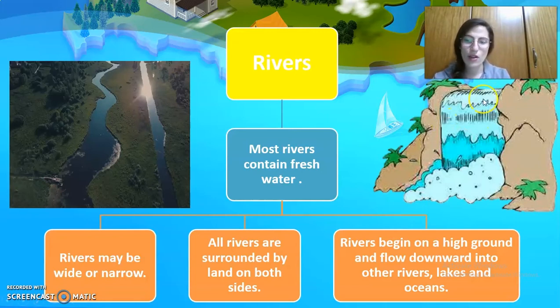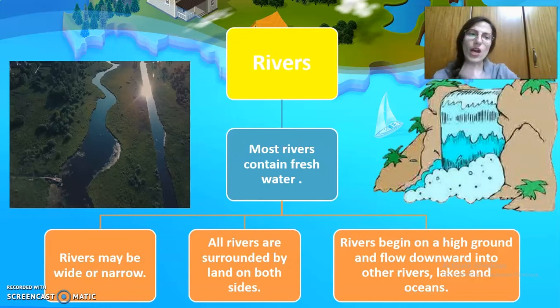So what happens to the rivers? Rivers start on a high point and flow downward into other rivers, lakes, and oceans. Again, what are the characteristics of rivers? One more time. What about the rivers? Most rivers contain fresh water. That's one.